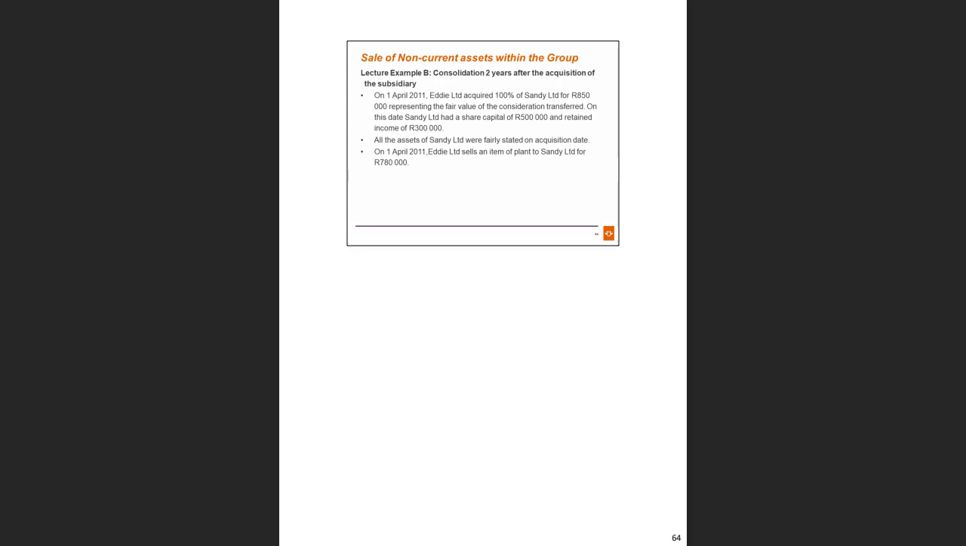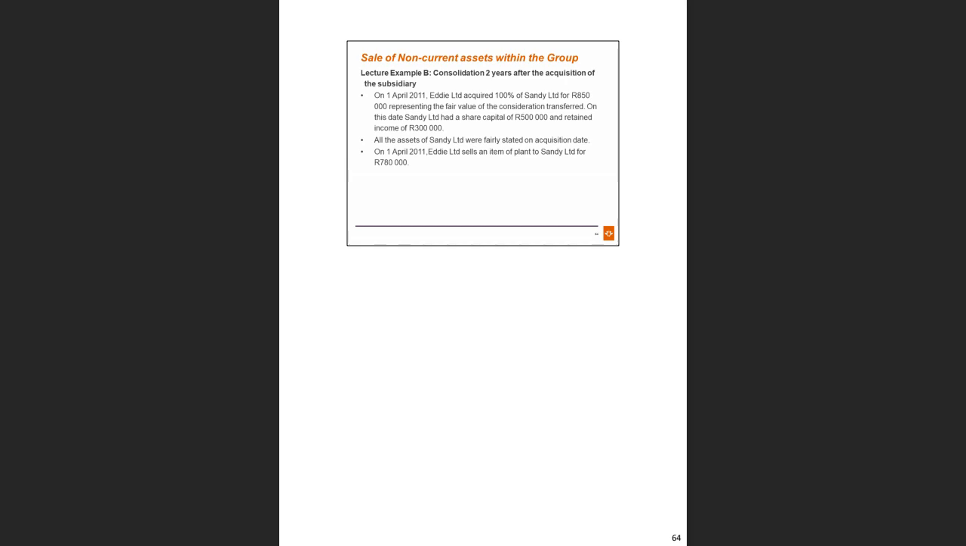Okay, one more. I think this should be the last example. On the 1st of April 2011, Eddie acquired 100% of Sandy for 850,000, representing the fair value of the consideration transferred. On this date, Sandy had a share capital of 500,000 Rand and retained earnings of 300,000 Rand. All the assets of Sandy were fairly stated on acquisition.